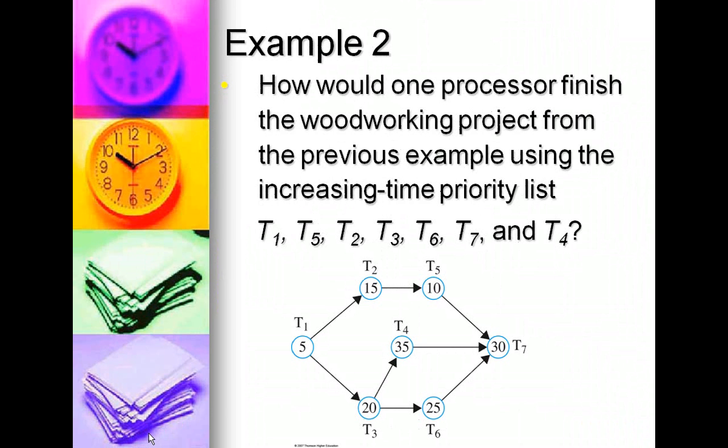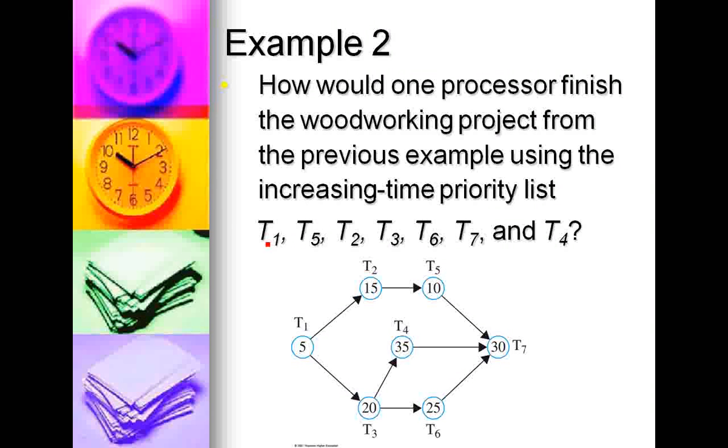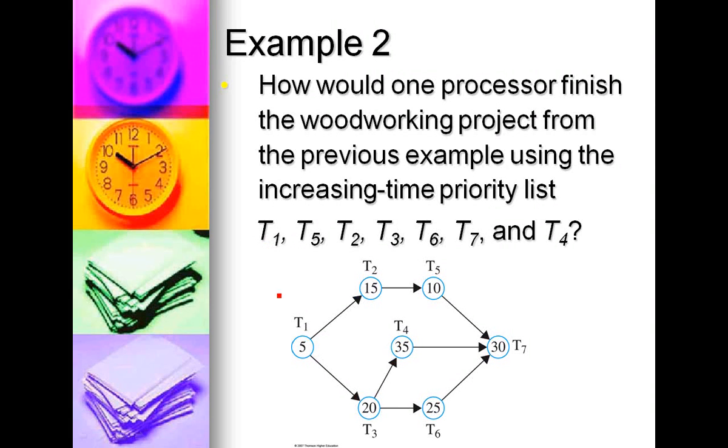So we're asking, how would one processor finish a job if we have this woodworking example and we have the increasing time priority list? Well, we look at our priority list. T1 is what we want to be done first. Well, that's okay. We can do T1 first. Then it says we need to do T5.